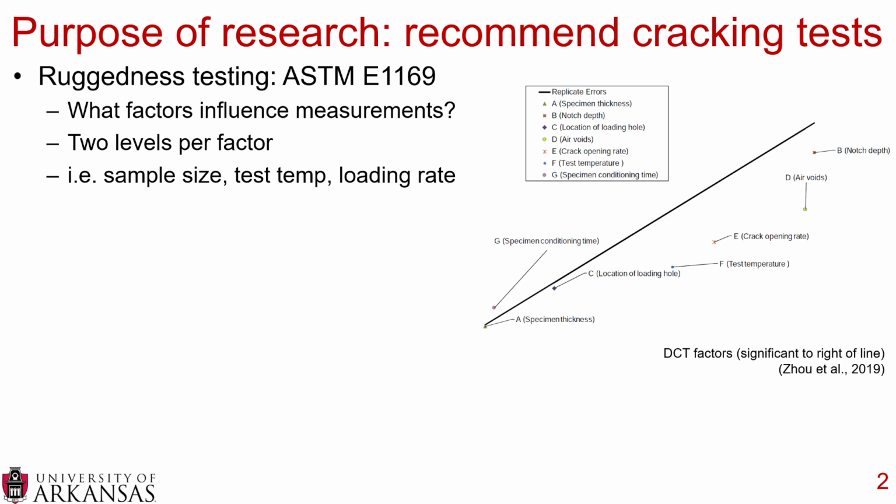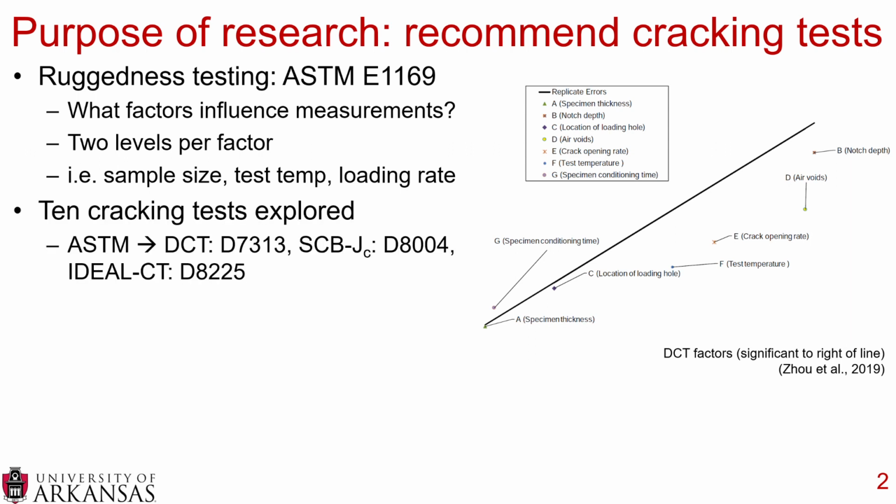And if you look at the image on the right, these were the factors for the DCT, or the disc-shaped compact tension, which included specimen thickness, notch depth, location of loading hole, air voids, crack opening rate, test temperature, and specimen conditioning time. And what you do is you take each one of those factors and have a high and a low level, just slightly different, and you can see which one of those influenced your final measurements, which in this case would be fracture energy. They explored 10 total cracking tests.